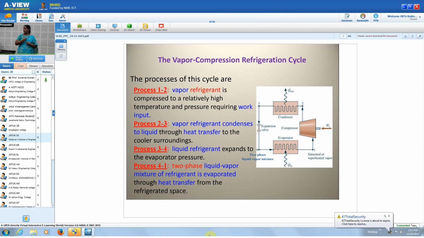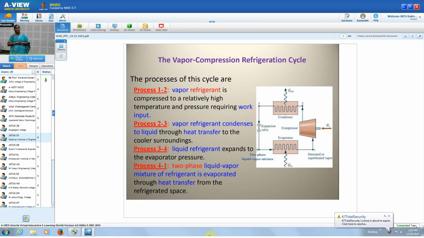In the air refrigeration, whatever you have seen, during expansion also we can get some work. So that will reduce the total work required in the compressor. But that is not the case in the vapor compression system. So no work is done during expansion. So whatever work input is required is completely given to the compressor itself.